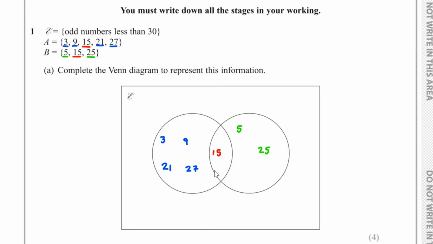Now, what goes outside of the circles here are the numbers which are less than 30, but not included in A and not included in B. So you'd find those numbers to be 1, 7, 11, 13, 17, 19, 23, and 29. So this is our completed Venn diagram.